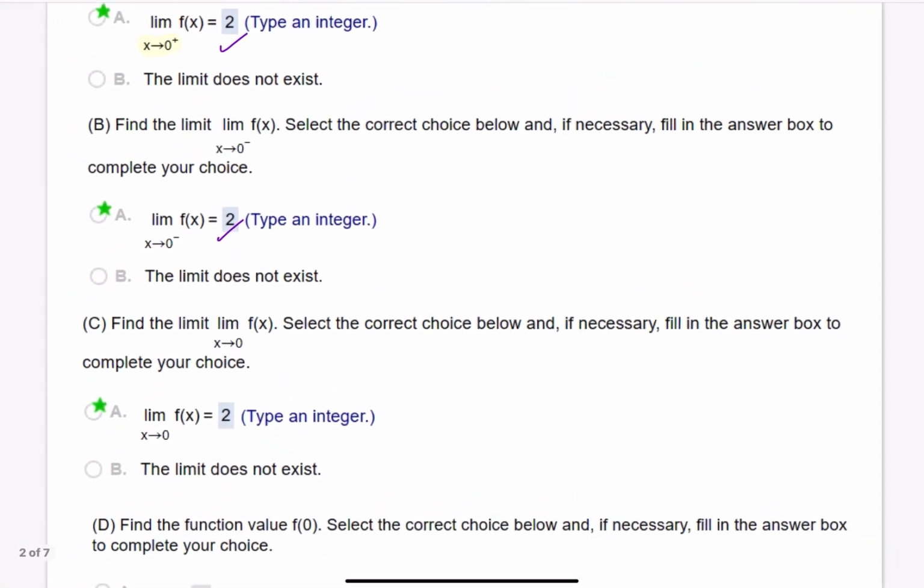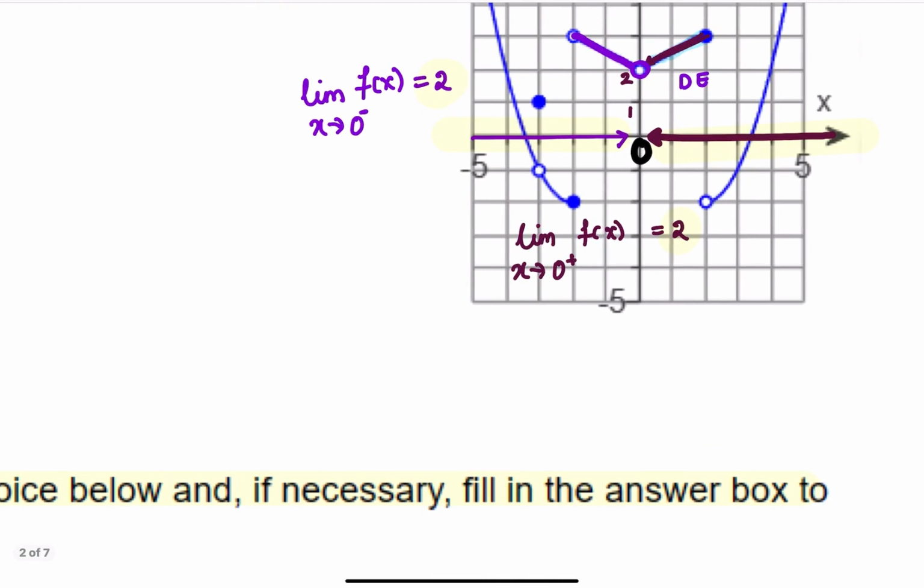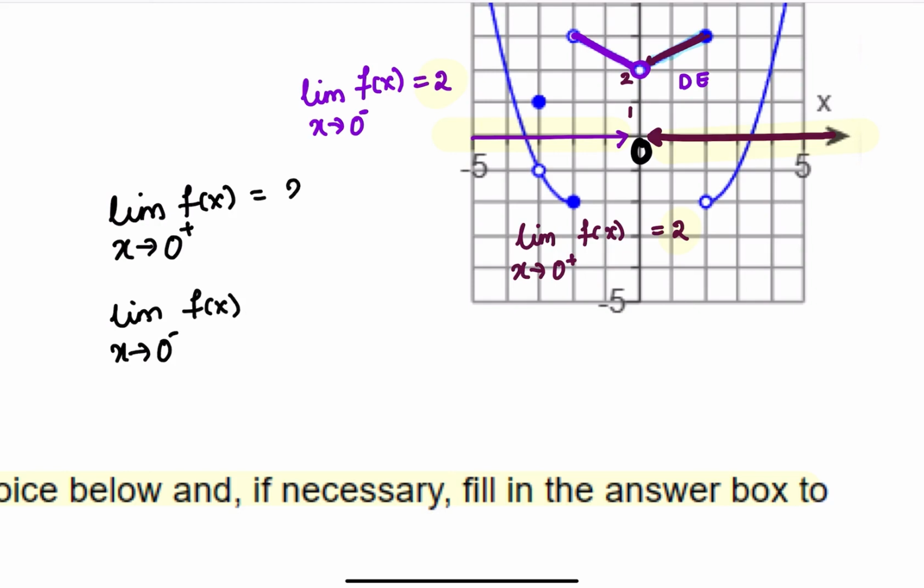Now let me quickly rephrase this one. We have the limit as x goes to 0 from the positive side of the function f of x, and the limit as x approaches 0 from the negative side of the function. As you can see, both of these are 2. That means my limit as x goes to 0 is 2.